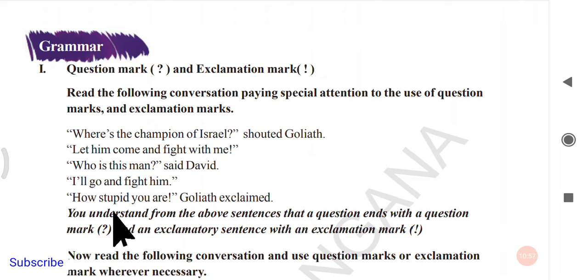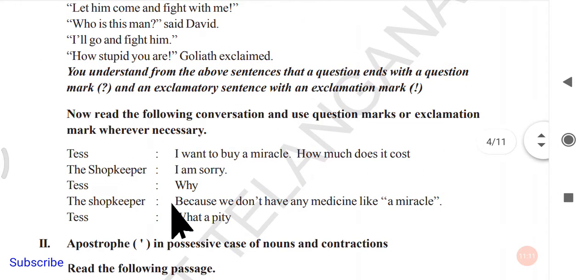When we say "What a beautiful flower!" or "What a beautiful place!", that is not a question, that is an exclamation. Here also, "How stupid you are!" is an exclamation. It is just like giving a statement, not a question. So you understand from the above sentences that a question ends with a question mark and an exclamatory sentence with an exclamation mark. Now read the following conversation and use question marks or exclamation marks wherever necessary.